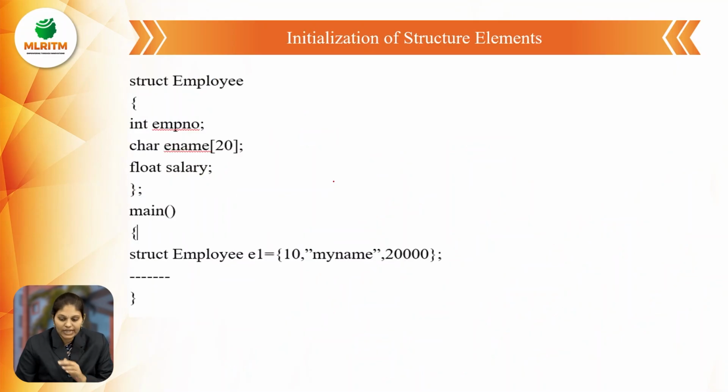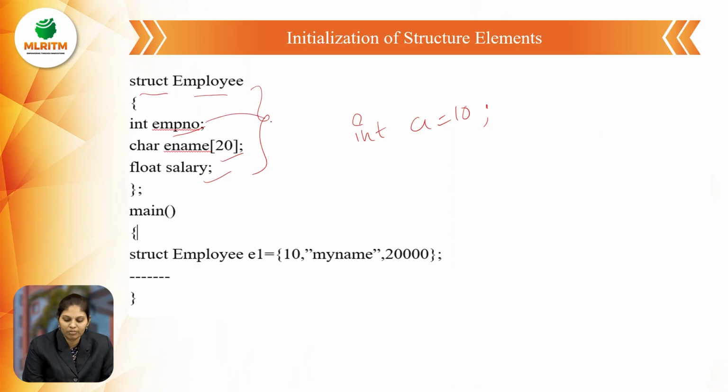How do we initialize structure elements? Element initialization is also very important. For variable creation in an array or otherwise, for example int a equals 10, you initialize any integer, character or float variable like this. In a structure, you also create the variable in this manner: struct employee with int employee number, employee name, and float salary. How do we initialize the variable?